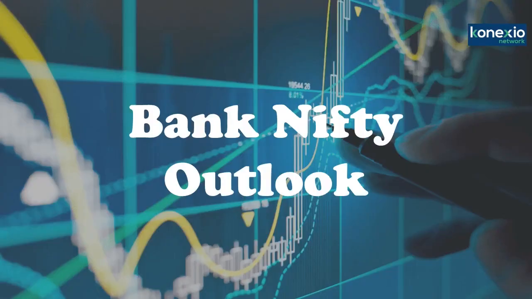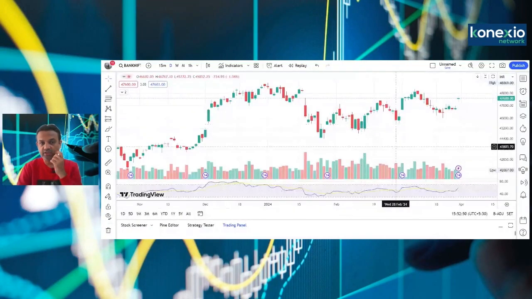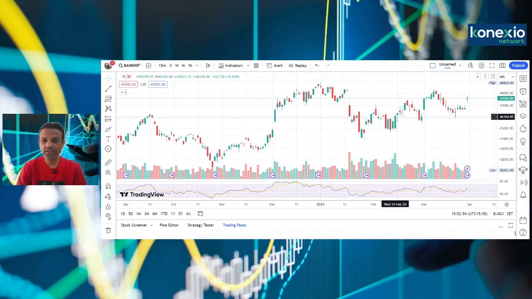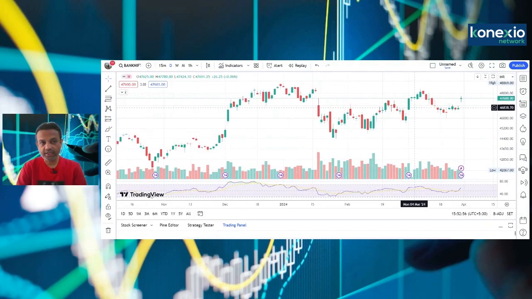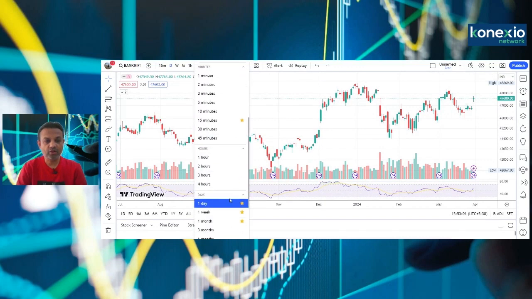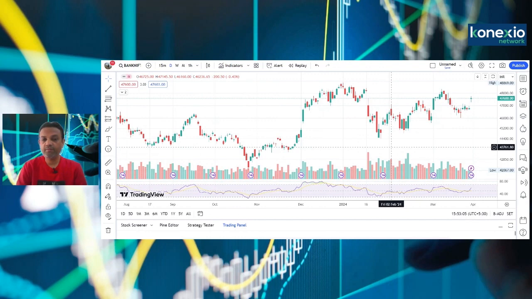So friends, now let us discuss the Bank Nifty data. Let us go to the Bank Nifty daily charts. We will try to figure out what could be the trend for the next week. This is the Bank Nifty daily chart. You can clearly see Bank Nifty has been moving in this particular range. Definitely there is some kind of strength seen in Bank Nifty. Overall, you can clearly see it is slowly and gradually rising from this range.